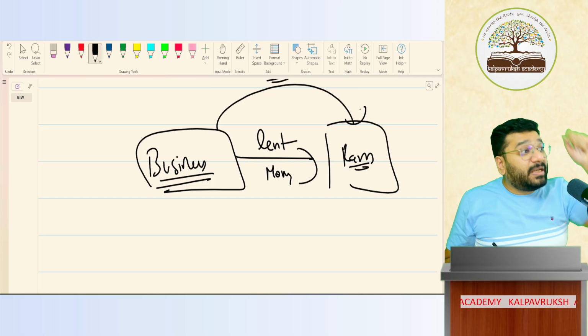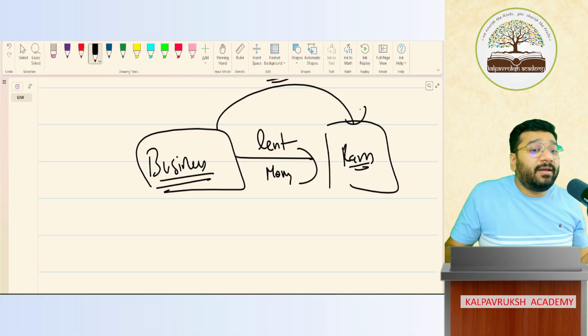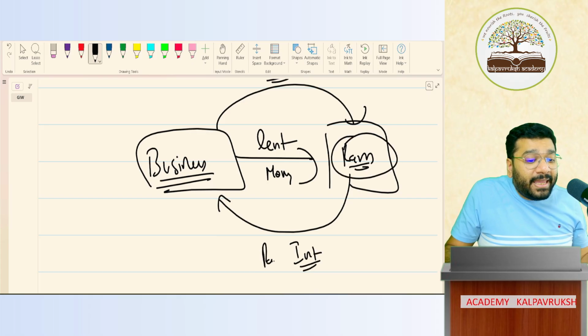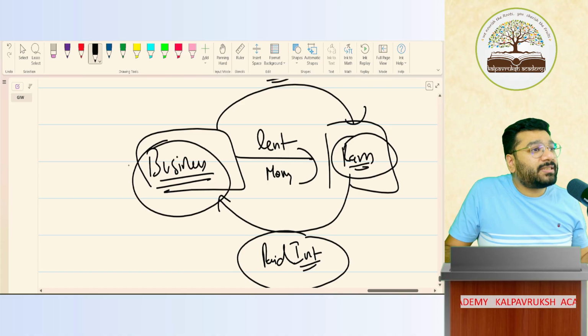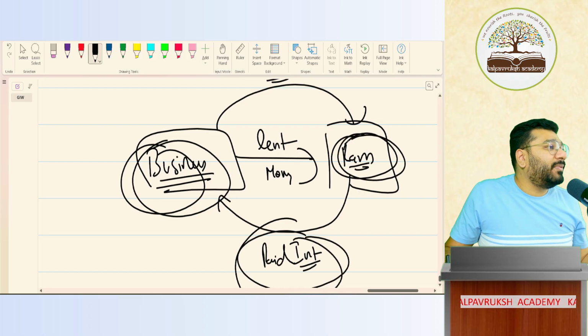Can business give this money free of cost to Ram? It can, but nobody will. So what did business say? For using my money, you have to compensate me by paying interest. So Ram paid interest to business, or we can say business received interest from Ram. Got it?